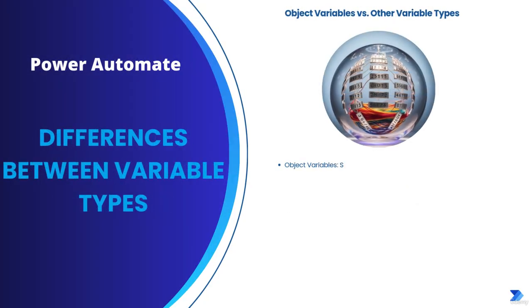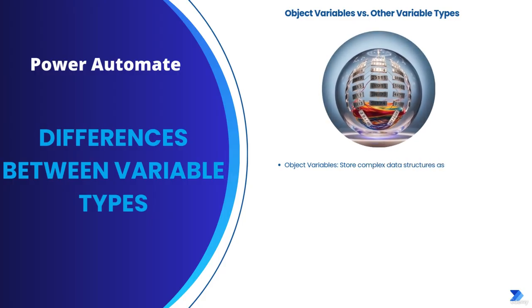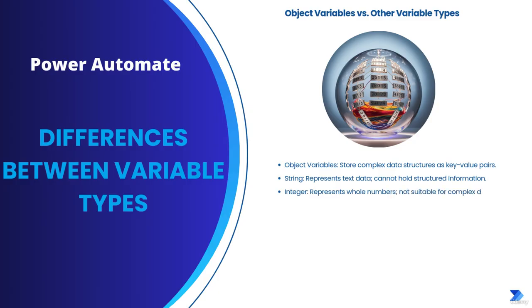Differences between variable types. Object variables versus other variable types. Now, let's differentiate between object variables and other variable types available in Power Automate. Object variables are unique because they store complex data structures as key-value pairs. In contrast, we have string variables that simply represent text data. These cannot hold structured information.